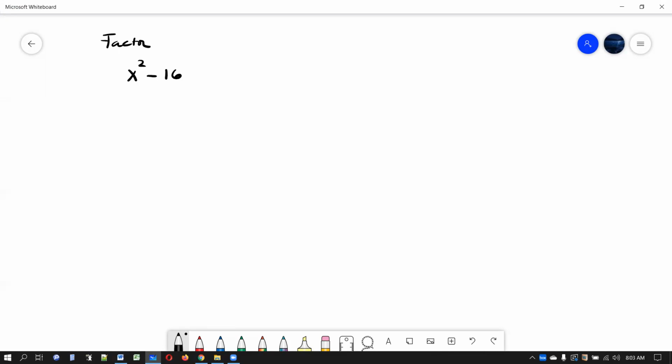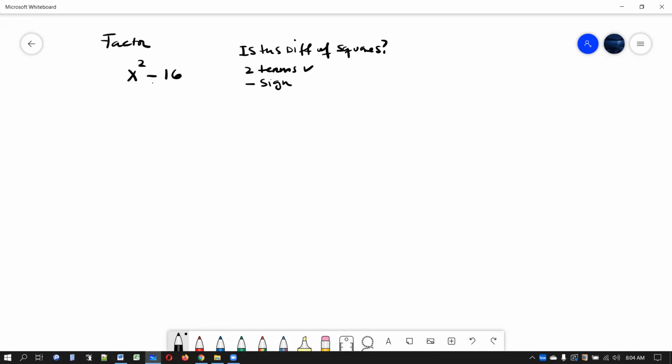So first we have to identify this as difference of squares. How do I identify something as difference of squares? So first of all, I have to have 2 terms. Okay, I do have 2 terms, x squared and 16. Second, I must have a minus sign between the 2 terms. Yes, I do have a minus sign. So this looks like it's difference of squares.